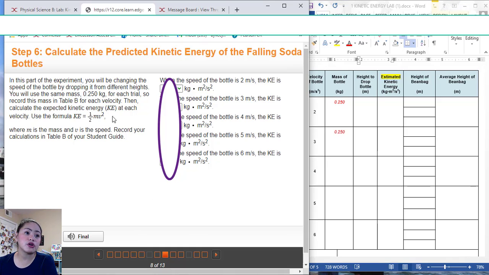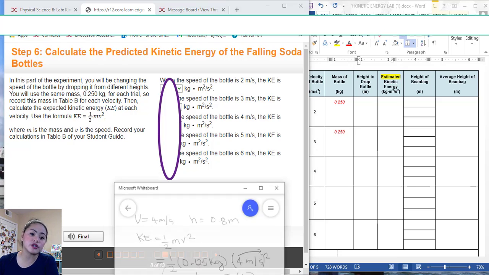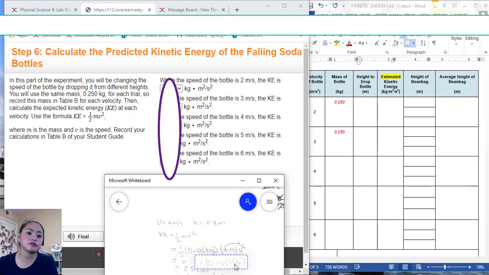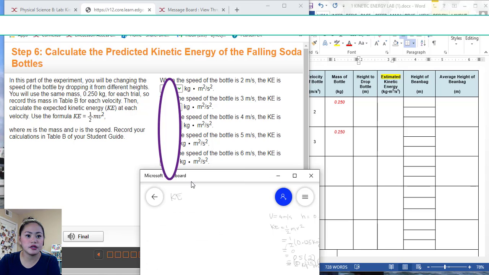So what you're going to do here, of course, is the same thing. You are going to use the same equation, but this time you are going to use the velocities 2, 3, 4, 5, 6, maintaining the mass of 0.025. So let's have an example for the first one. Kinetic energy is equal to 1/2 mv squared.